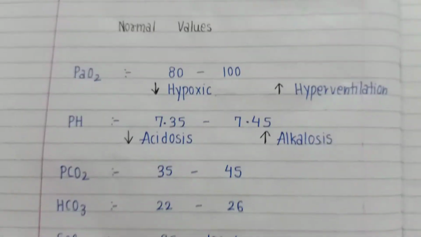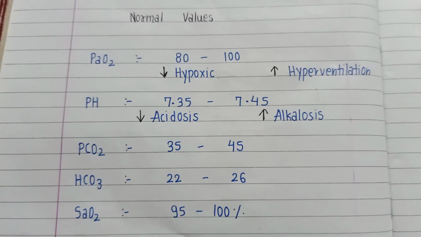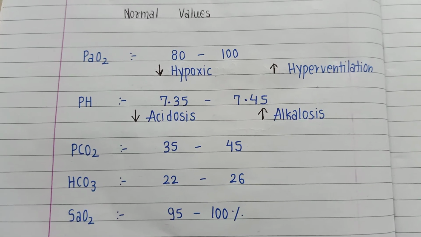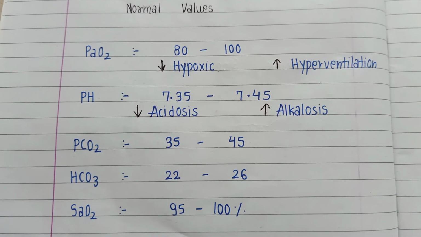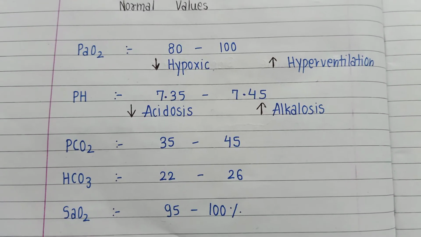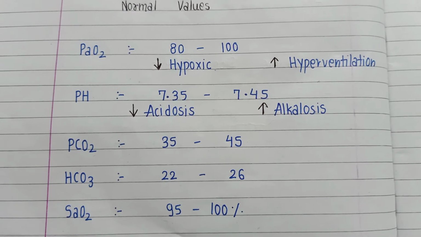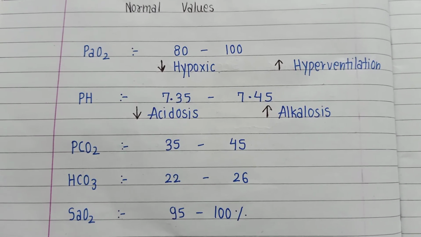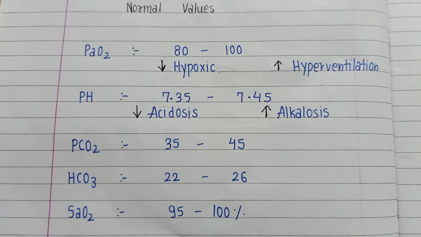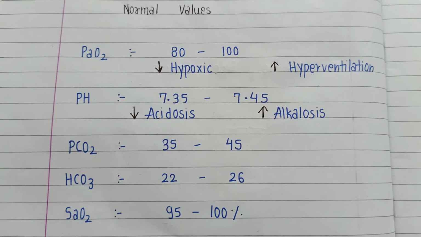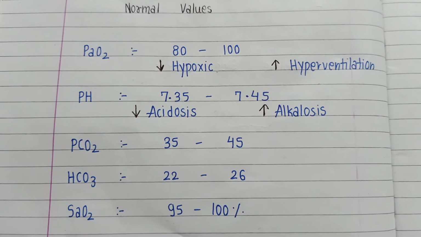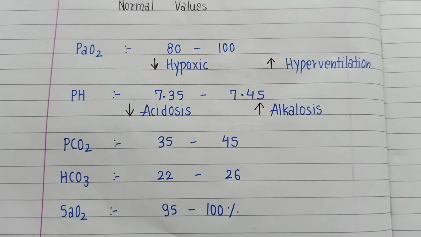Now next are the normal values. Here you can see the normal values of all the parameters. PaO2 normal value is 80 to 100. If the patient has a PaO2 value less than 80, it means a hypoxic condition is present somewhere, and if it is more than 100, it means the patient is suffering from hyperventilation.